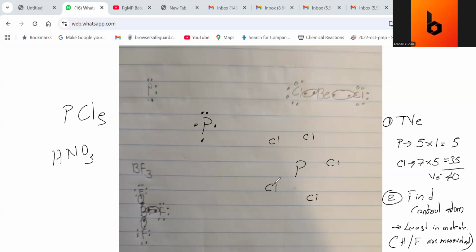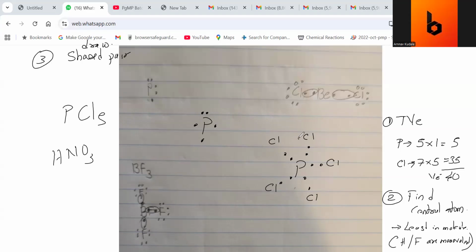Once that is done, the next step is to draw the shared pairs. So these are the shared pairs: one, two, one, two, one, two, one, two, one, two. So 2 into 5, total there are 10 electrons done. So still 30 electrons are remaining, since 7 fives are 35.